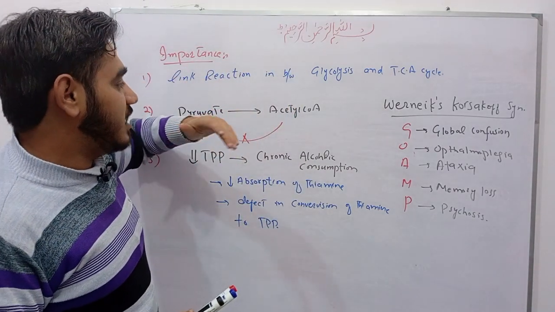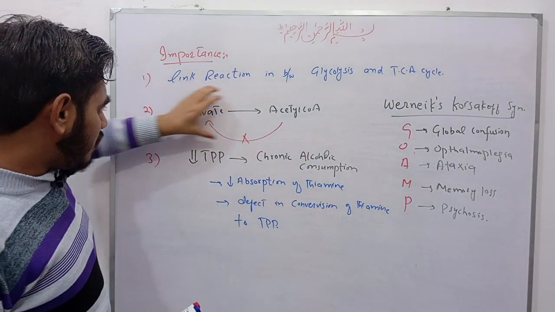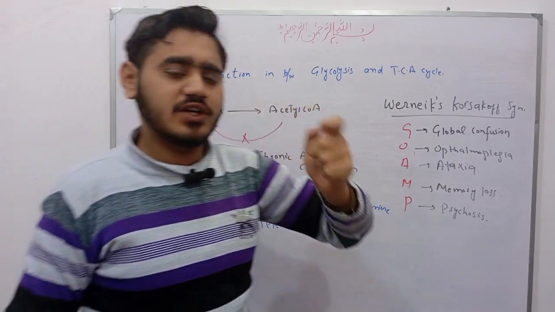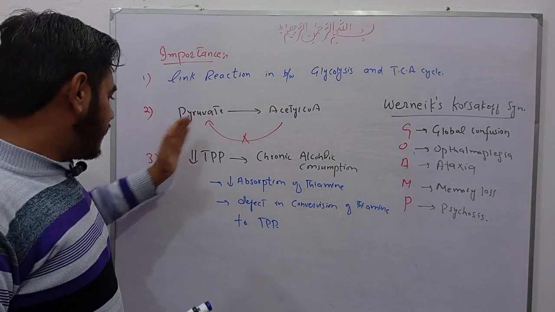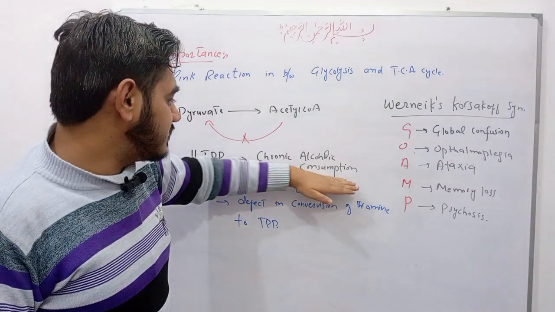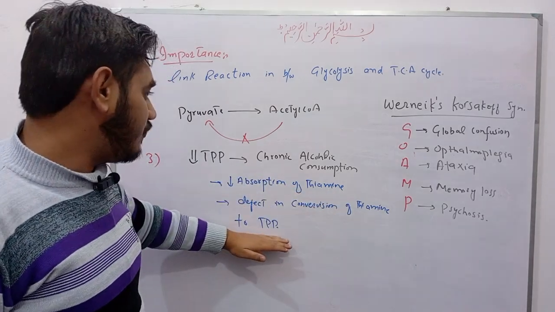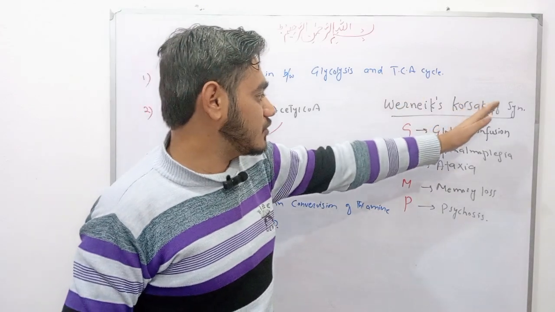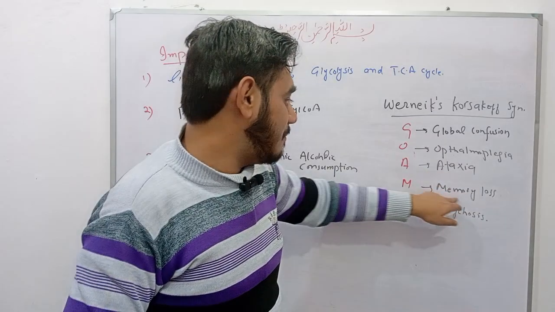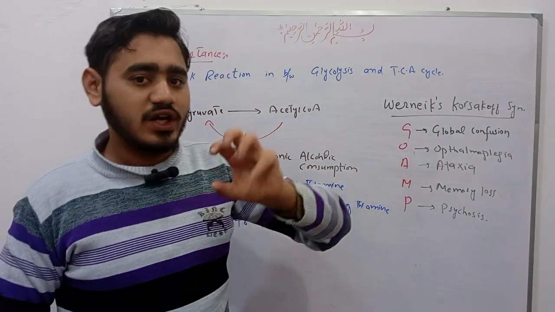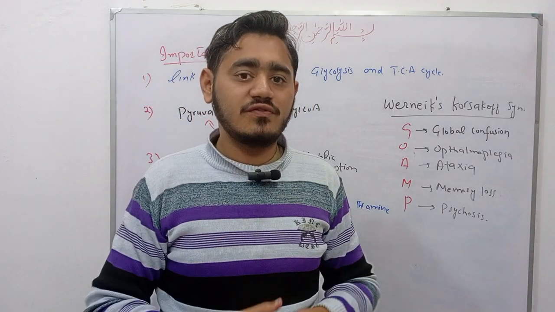This pyruvate dehydrogenase complex is a link reaction between glycolysis and the TCA cycle, and due to the irreversible phenomenon, not all fat converts into glucose except glycerol and propionyl CoA, and there is a defect in thiamine pyrophosphate due to chronic alcoholic consumption. It leads to a defect in absorption of thiamine and a defect in conversion of thiamine to thiamine pyrophosphate, which leads to the disorder Wernicke-Korsakoff syndrome. And their symptoms: global confusion, ophthalmoplegia, ataxia, memory loss, and psychosis. And pyruvate accumulation leads to neurological manifestation, less ATP production, and inhibition of the TCA cycle.